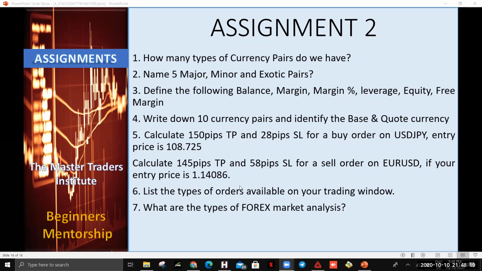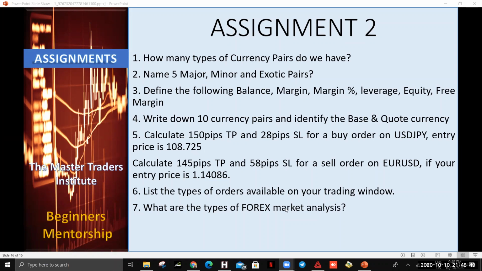Now, list the types of orders available on your trading window. You know the types of orders that I told you earlier, you have to list them. What are the types of Forex market analysis? We just finished that one now, the Forex market analysis. So do your assignment, take a screenshot, do your assignment, because the more you do this, you get acquainted to what? How Forex works. Like I told you yesterday, you are not going to get everything today or yesterday.